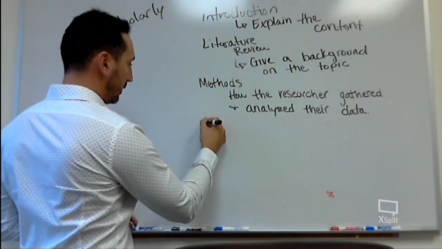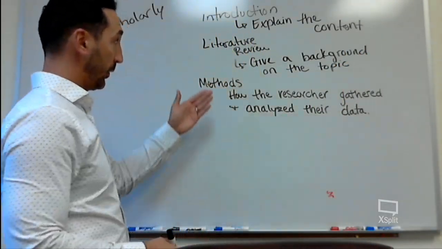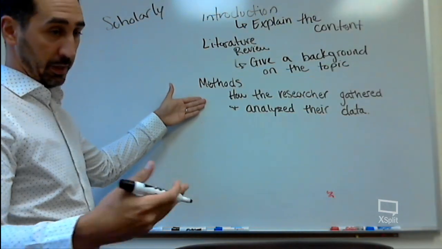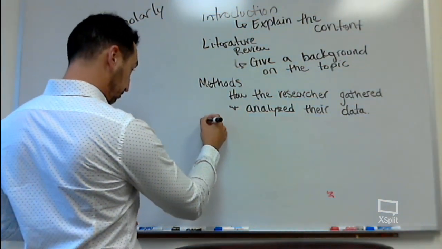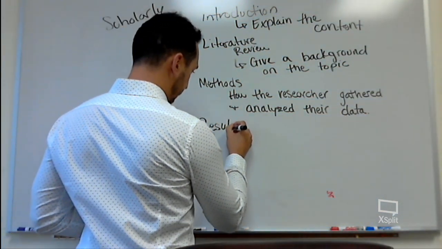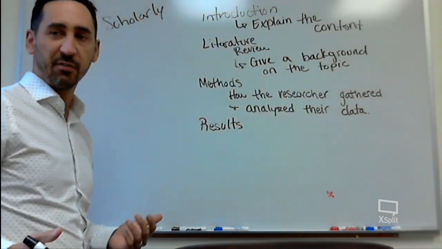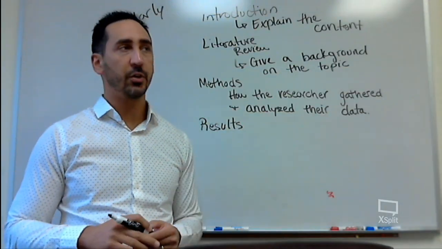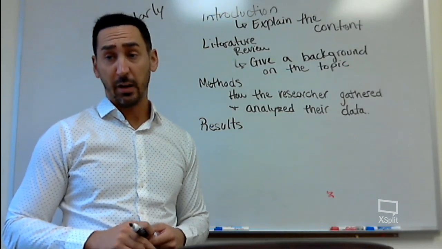And then the results, after we go through the methods. So give a background on the topic and then explain how you gathered the data for this topic. And then the results are basically what you find. This is where all the numbers are going to be. And so if you're not a numbers person, I highly recommend not reading this section.